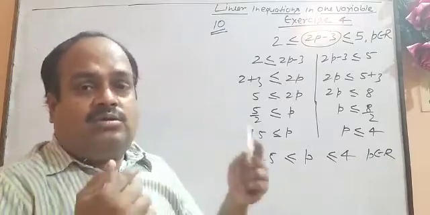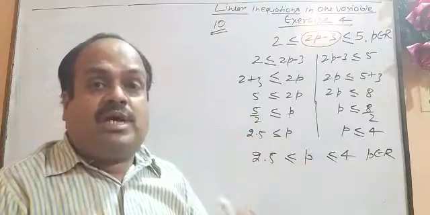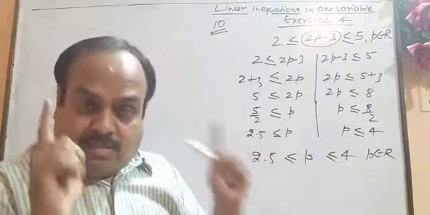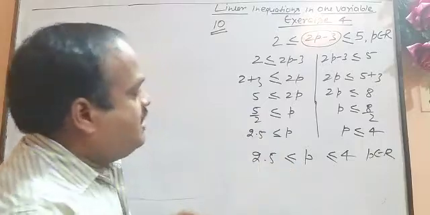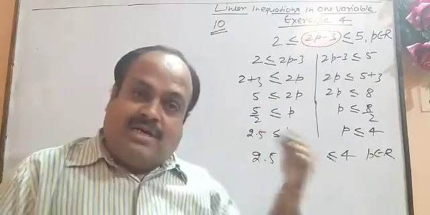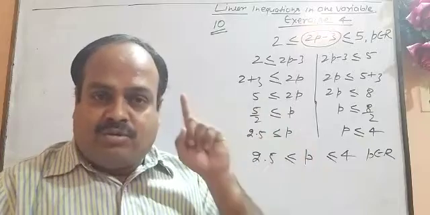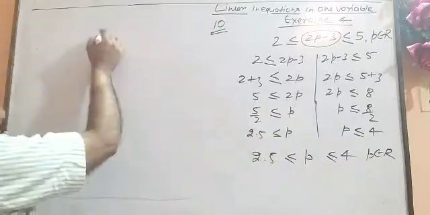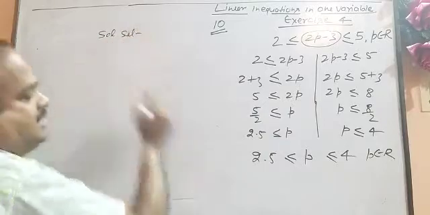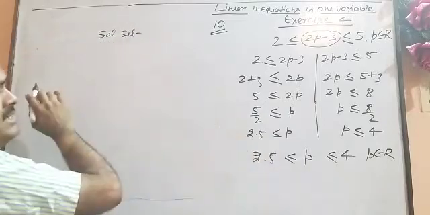Now after this range, we are supposed to write the solution set. If we miss, we lose our mark. The marking scheme for this chapter is very, very tough. So what I say, you have to listen to me carefully and follow me. So solution set. This is called range. Now the solution set.